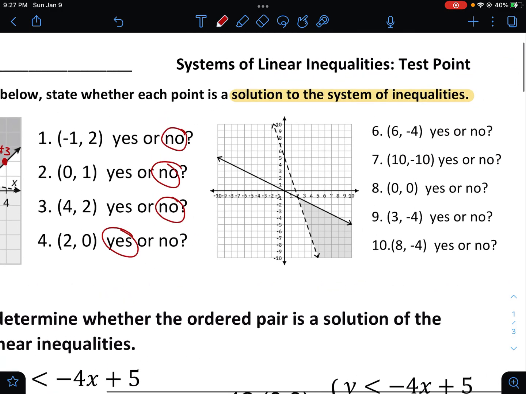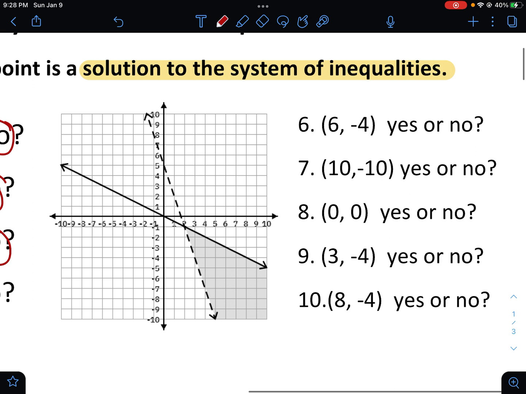So what I want you to do is pause the video and try 6 through 10 on your own. Okay, so hopefully you gave this a try. We're looking for it to fall in this common shaded area right there. So 6, -4, I go over 6, I go down 1, 2, 3, 4. Number 6 is in that shaded area, so yes, it is a solution.